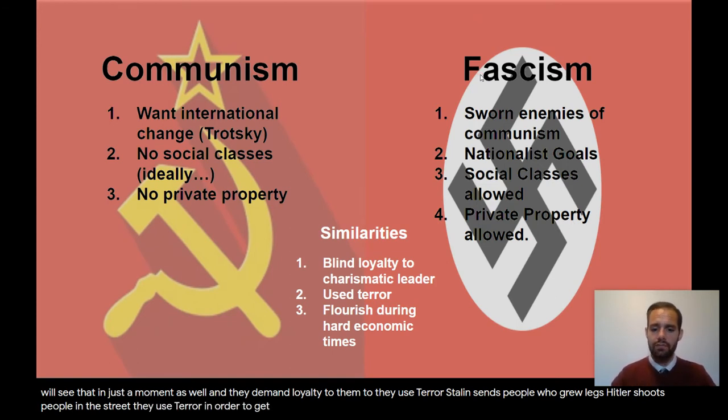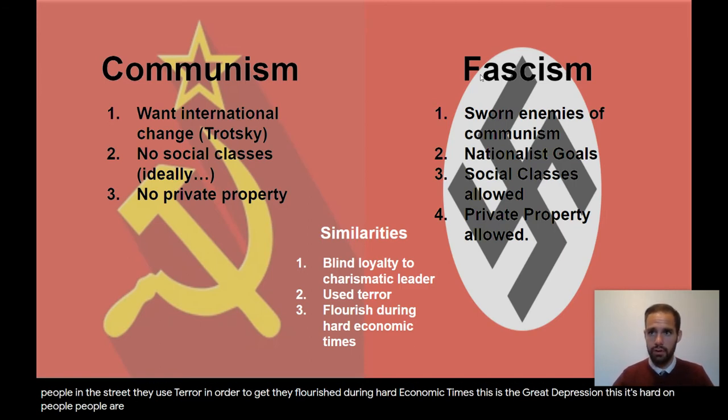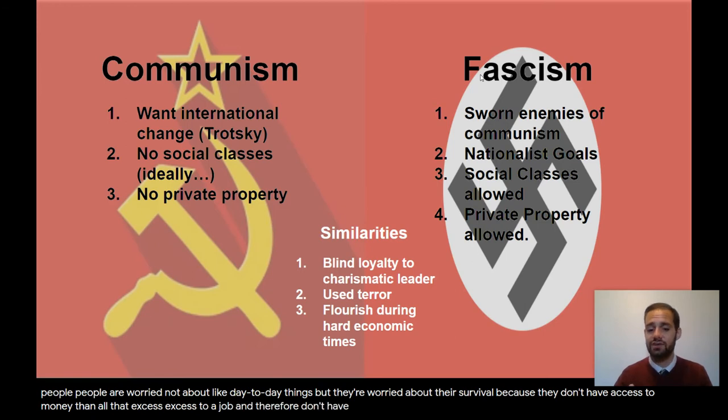And number three, they flourish during hard economic times. This is the Great Depression. It's hard on people. People are worried not about day-to-day things, but they're worried about their survival because they don't have access to money, they don't have access to a job, and therefore don't have access to food.